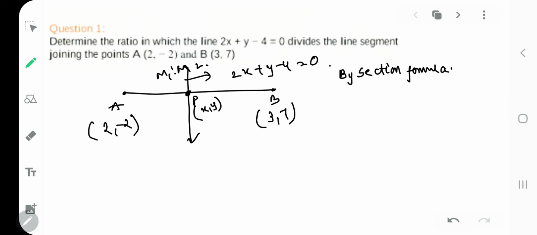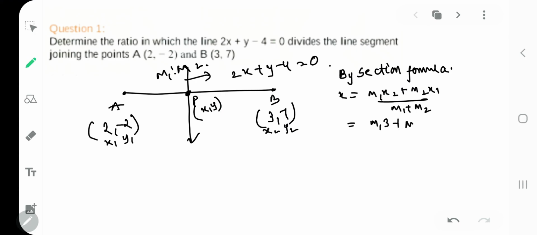But you do not have the ratio, so you have to be very careful. How will we find it? Let's see. I have kept this as x1, this is y1, this is x2, this is y2. My formula goes like this: x = (m1 x2 + m2 x1) upon (m1 + m2). My dear kids, m1, m2 are not there, so I'll put them as they are. x2 is 3, and x1 is 2, upon m1 + m2. Got my point clear?